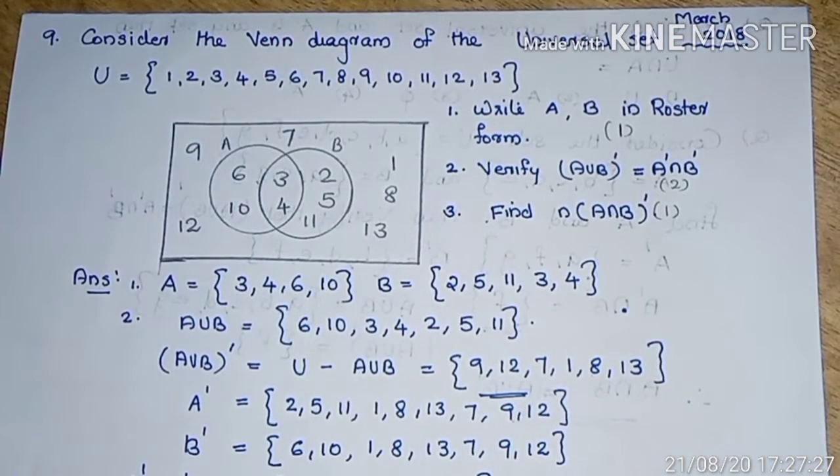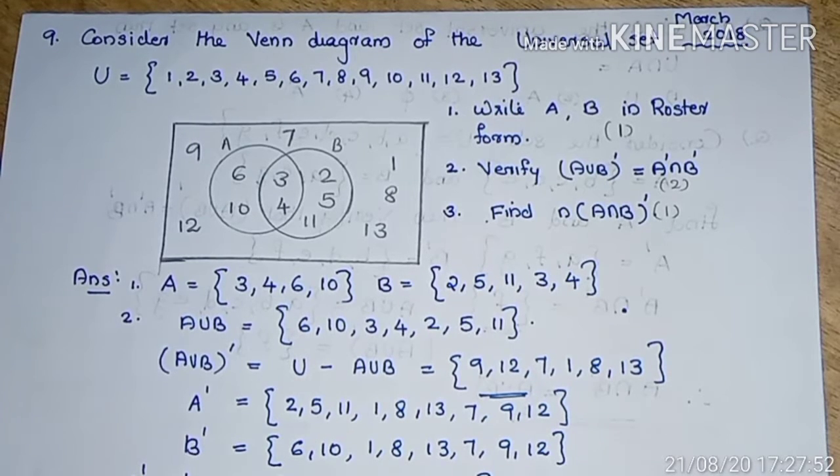Consider the Venn diagram of the universal set U = {1, 2, 3, 4, 5, 6, 7, 8, 9, 10, 11, 12, 13}, the numbers from 1 to 13. First question, write A, B in roster form. Second, verify (A ∪ B)' = A' ∩ B'. Third question, find n(A ∩ B)'.